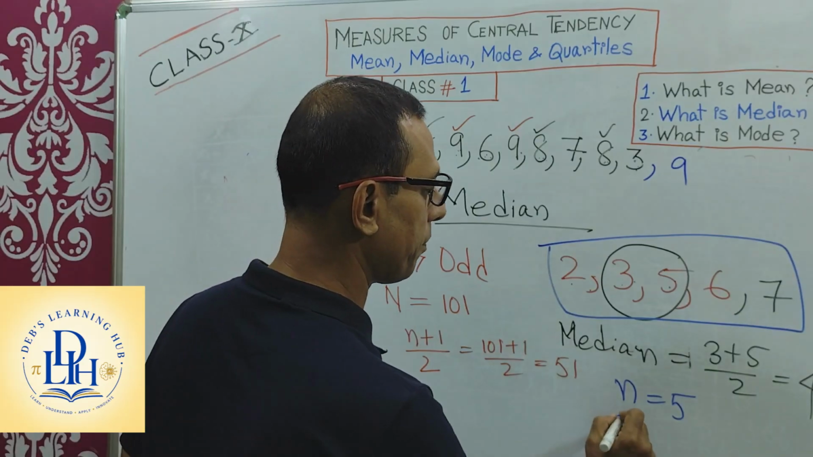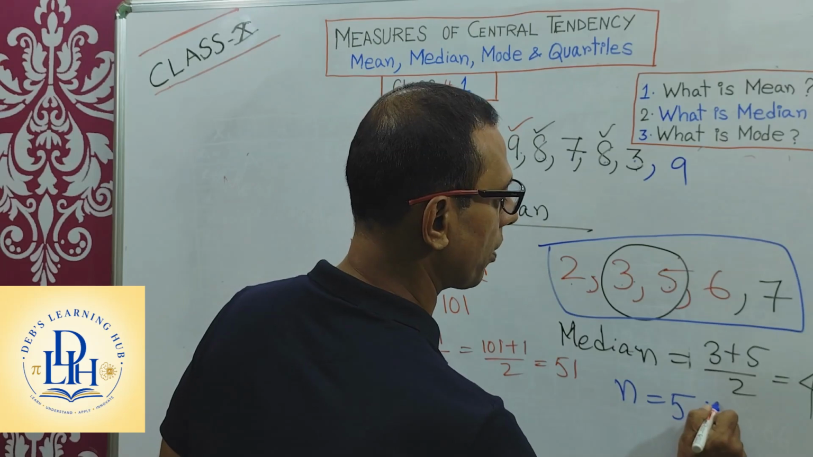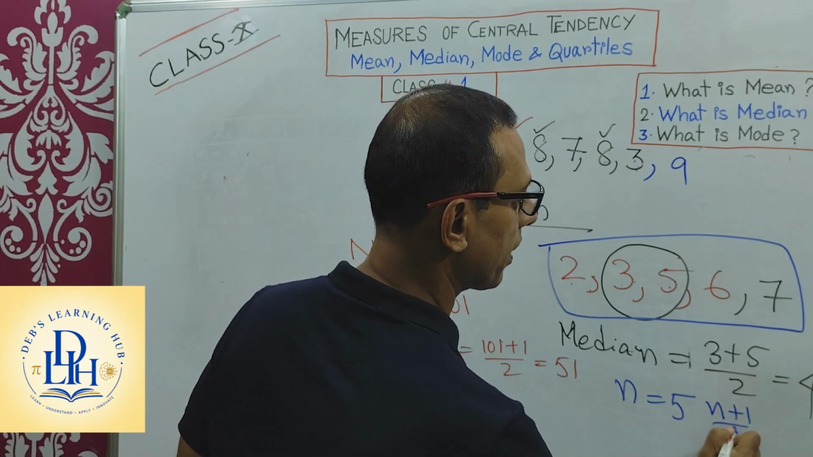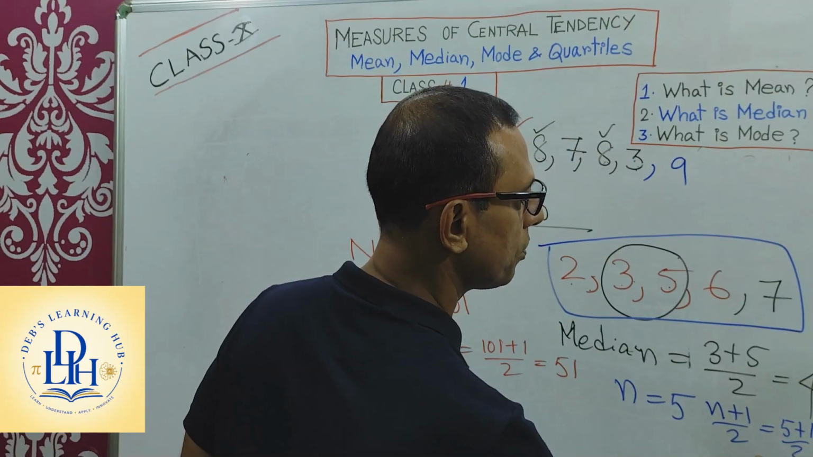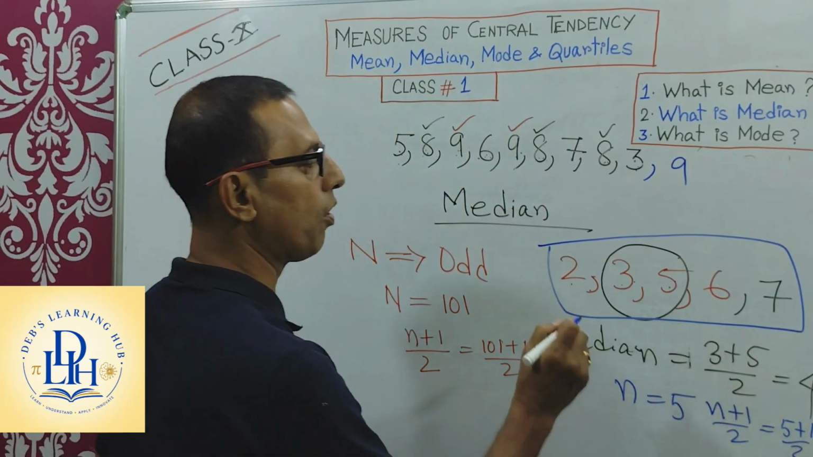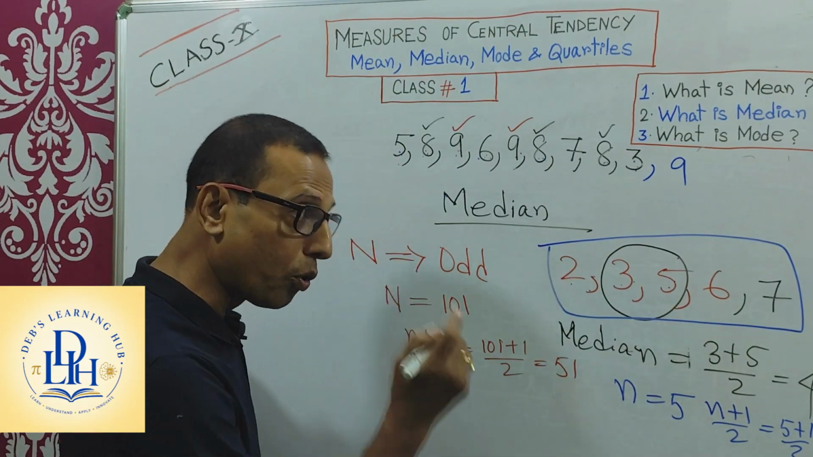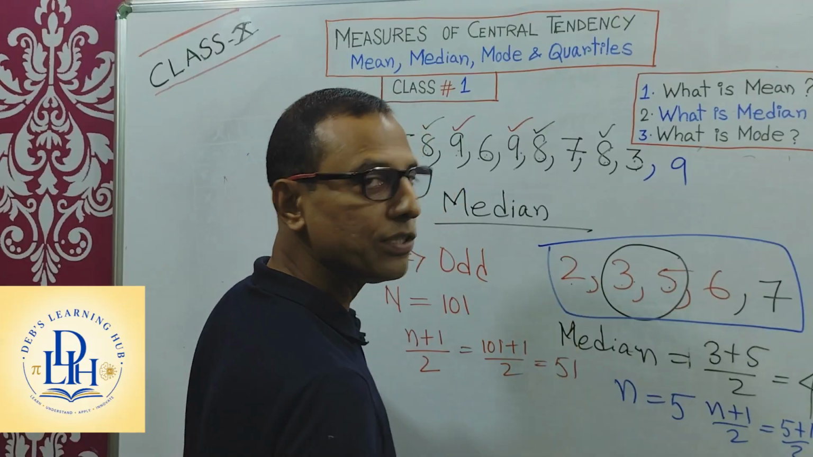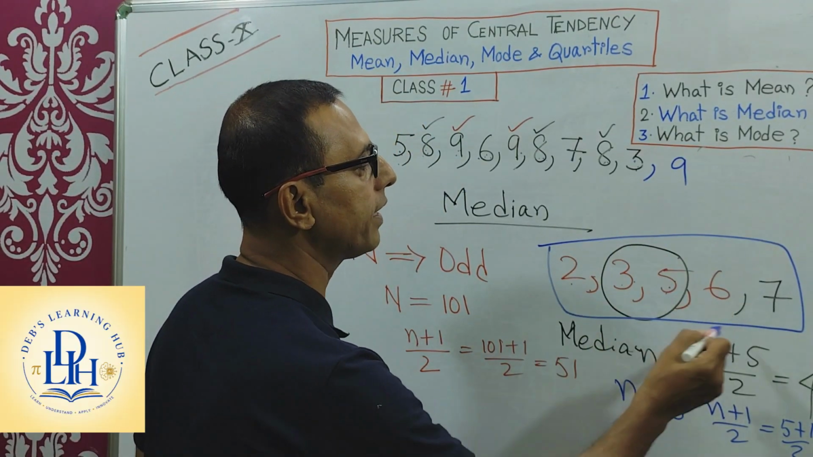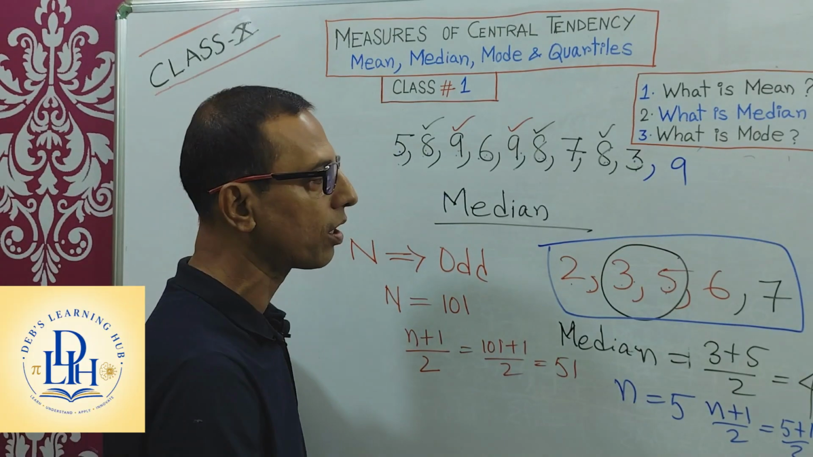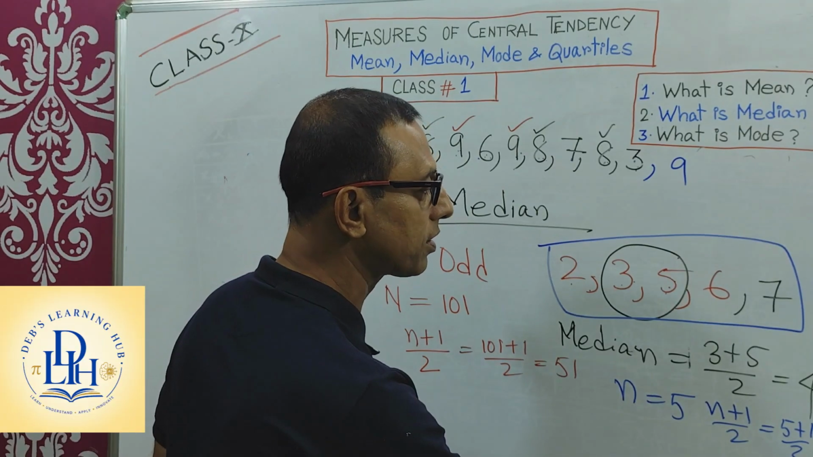So what is the position of the middle term? Which term will be the middle one? n plus 1 by 2. That means 5 plus 1 by 2, that is equal to 6 by 2, that is 3. The third term. Now what is the third term? The third term is 5. So once the numbers are arranged in ascending or descending order, you can find the median. This is the third number.